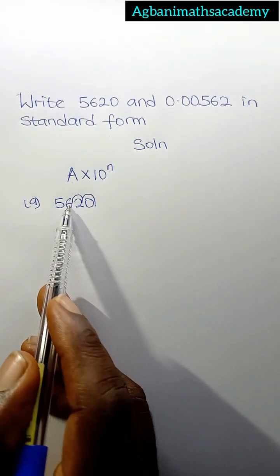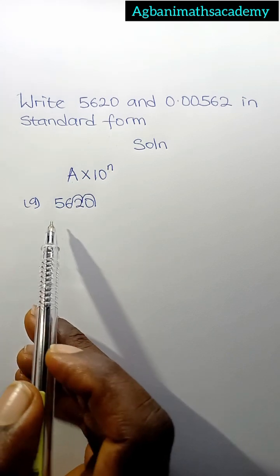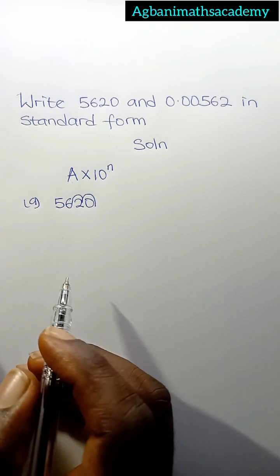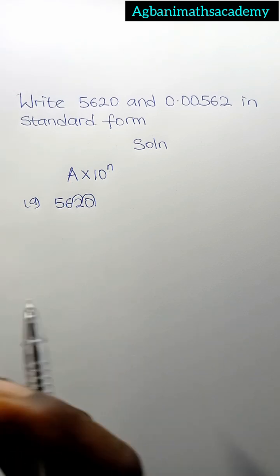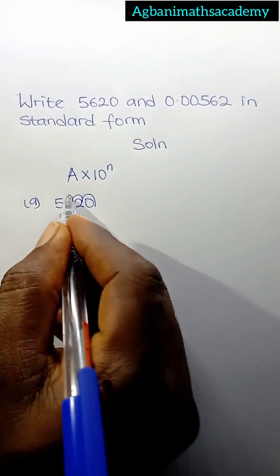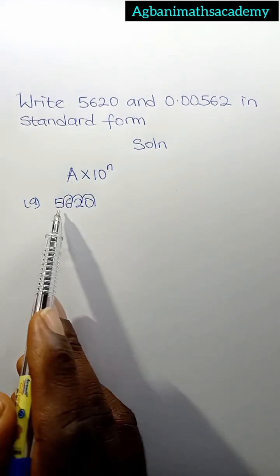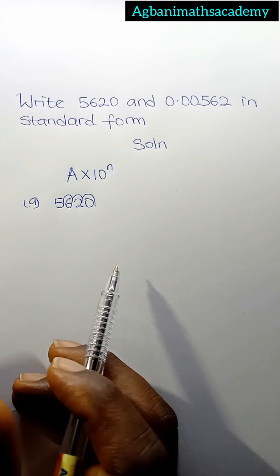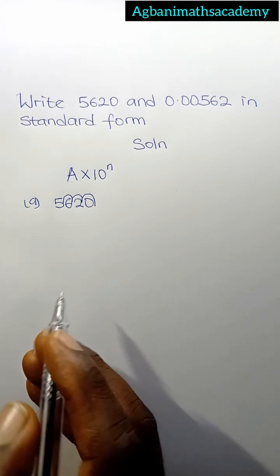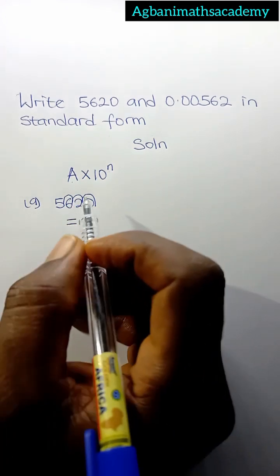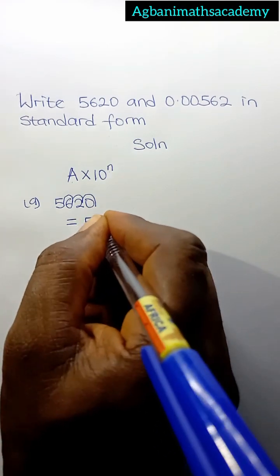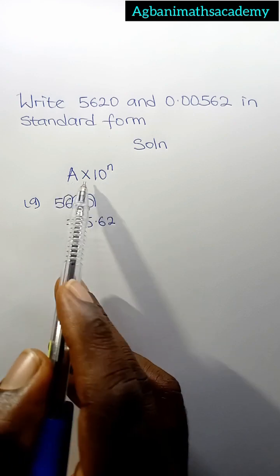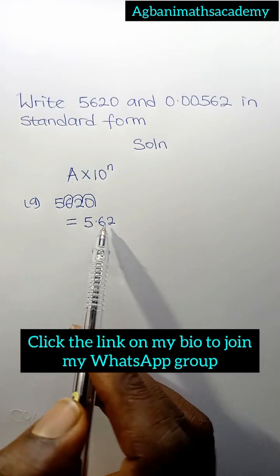Now the decimal point is between 6 and 2. So our value now for A is 56.2. Is it between 1 and 10? No. That means we have to shift it again. So let's shift it once more. At this point, we have 5.62. Is 5.62 between 1 and 10? The answer is yes. So our value in standard form for A is 5.62. Remember, we have to write it in this form.